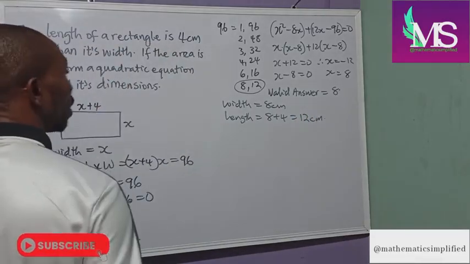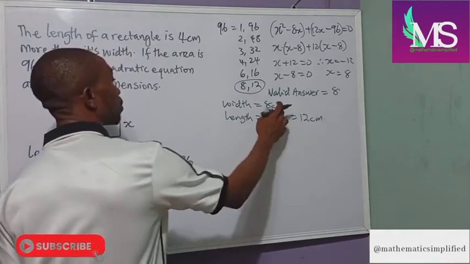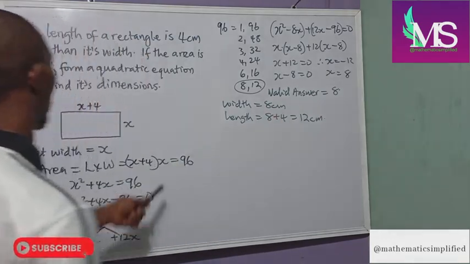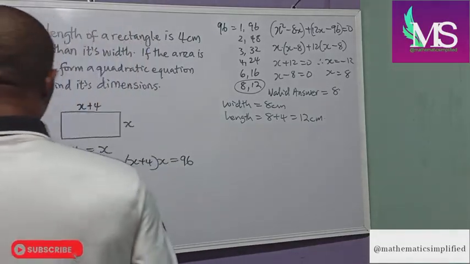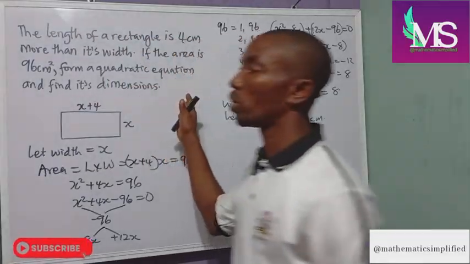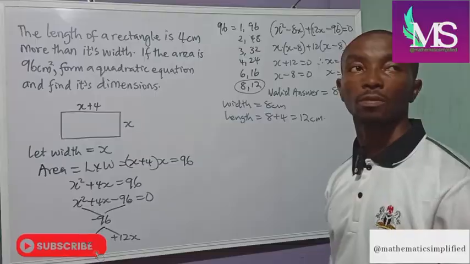So now let's check if we are correct. If we have 8 times 12, which is for area, we are going to have it as 96 cm squared. So this solves our question for this.